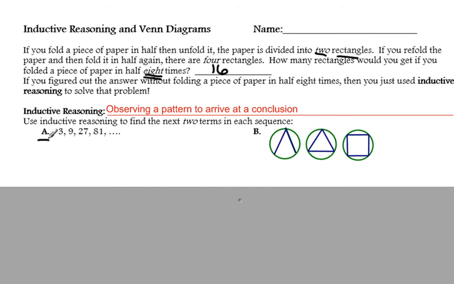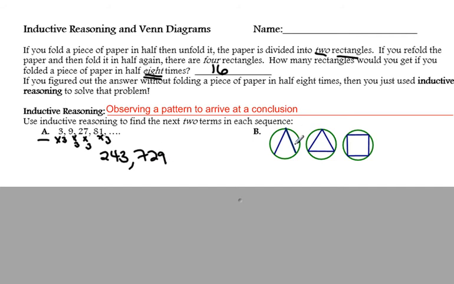So for example, A, if you notice 3 times 3 becomes 9. 9 times 3 is 27. 27 times 3 is 81. So what's happening here, I've used inductive reasoning and I've figured out that multiplying each previous number by 3 is going to give me the next number. So the next two sequence terms would be 81 times 3, which is 243, and 243 times 3 is 729.